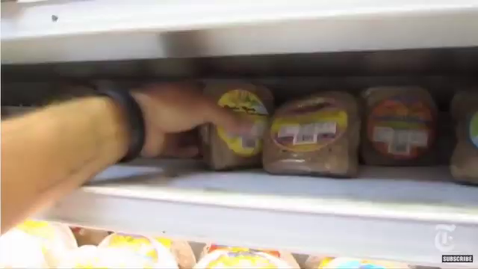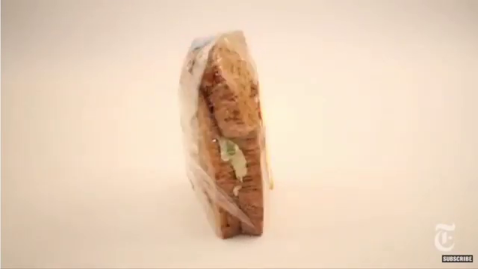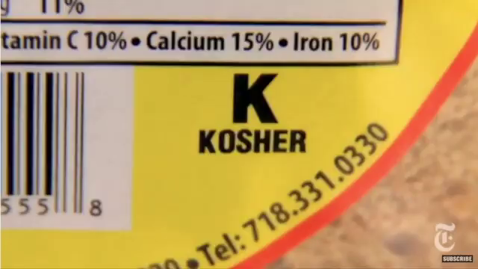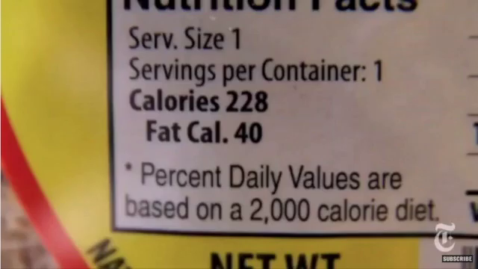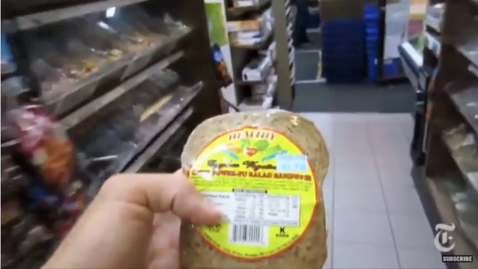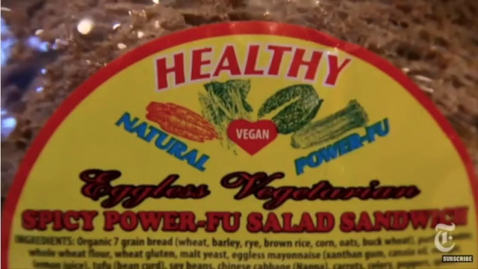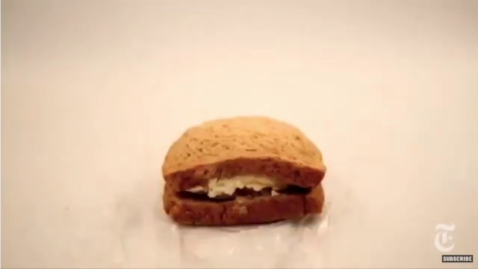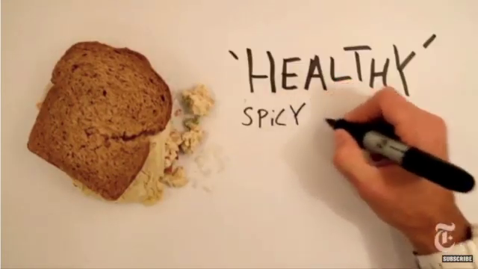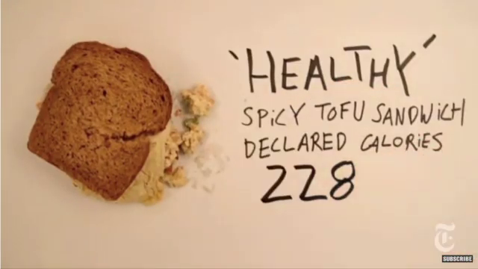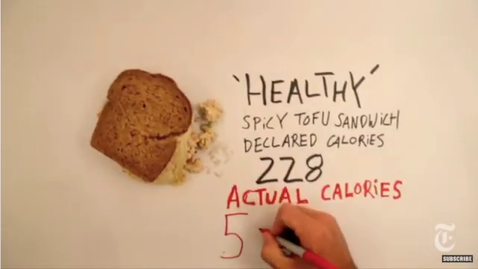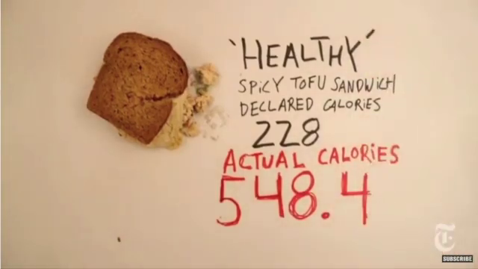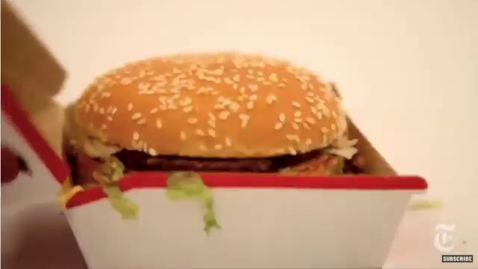A favorite snack of mine are these vegetarian sandwiches. They taste okay and are vegan, kosher, and according to the label only have 228 calories. Plus, in big, bold, italic red letters, it says healthy. And this healthy sandwich took the trophy for the biggest inaccuracy. Actual calorie content was nearly double what the label said, giving this sandwich about the same amount of calories as a Big Mac.